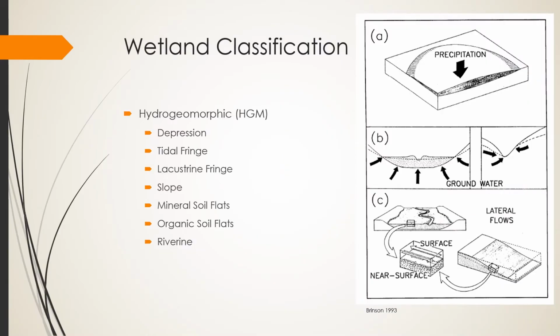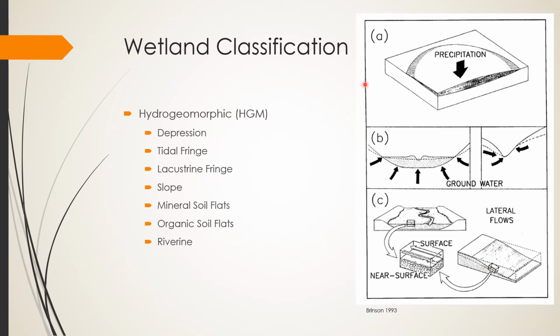Another common classification method is the hydrogeomorphic, or HGM. And it's broken down into 7 main systems, and they are depression, tidal fringe, lacustrine fringe, slope, mineral soil flats, organic soil flats, and riverine. And the HGM is based mainly on landscape and topography, water source, soils, and water flow.